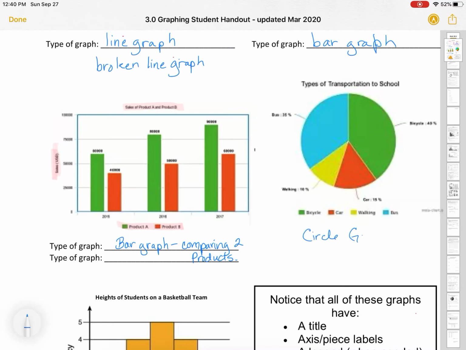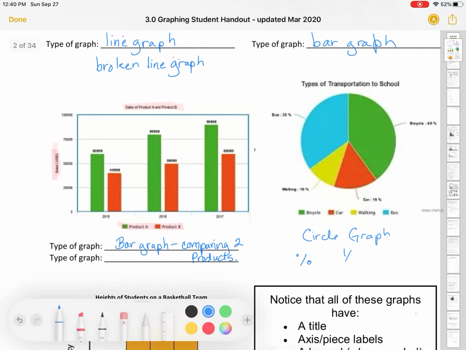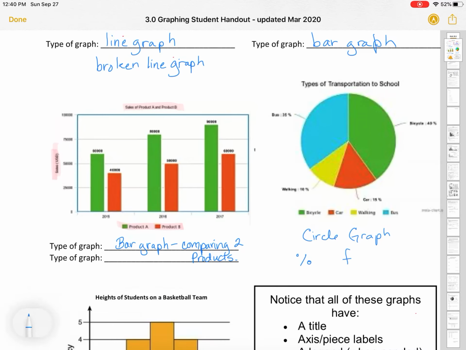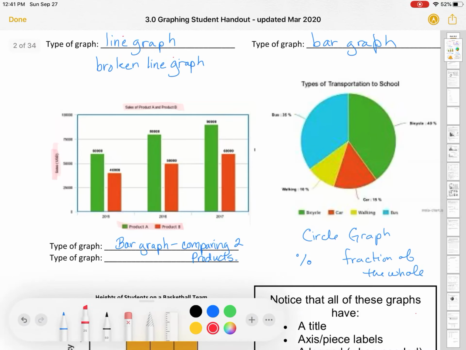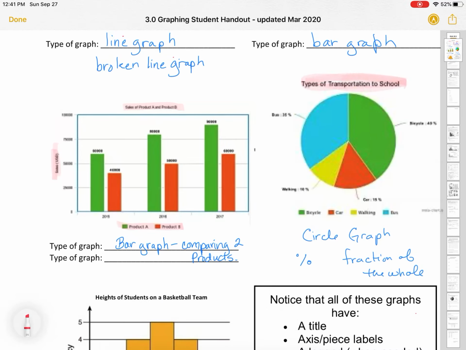It's a circle graph. And circle graphs show percentages or fractions of the whole, okay? So each section is a percentage, or a fraction of the whole. So you're always looking with a circle graph at a whole picture and just how much we've broken it up into. Again, with this graph, you still have a title. And then in this case, it has a legend to kind of explain what each part is, okay?